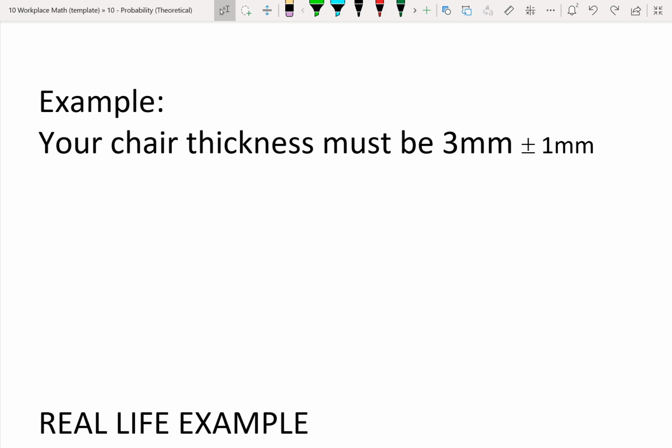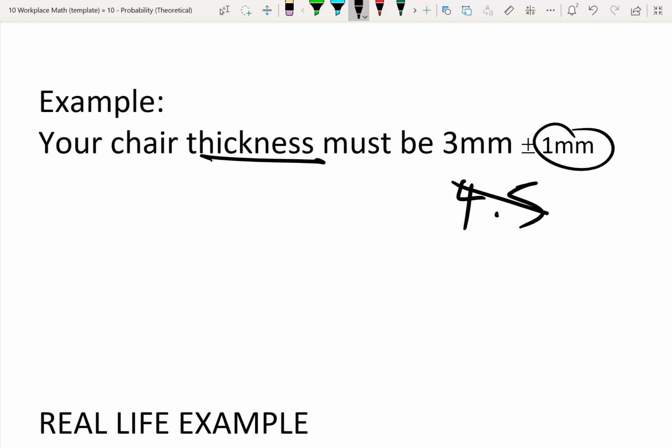So this comes up when you're doing stuff like construction. So let's say you're building chairs, right? And then you're like a plastic chair. And it says the thickness of the chair must be 3 millimeters, give or take, plus minus 1 millimeter. So that means you can screw up a little bit. You can make it 4 and that's okay. But if you made it 4.5, that would be outside of the tolerance and it would not be acceptable.